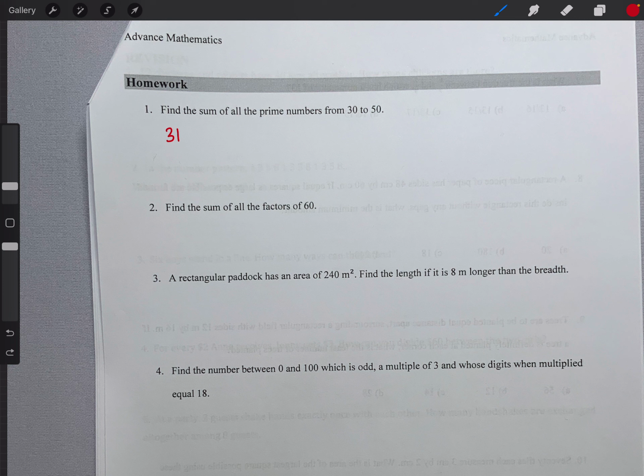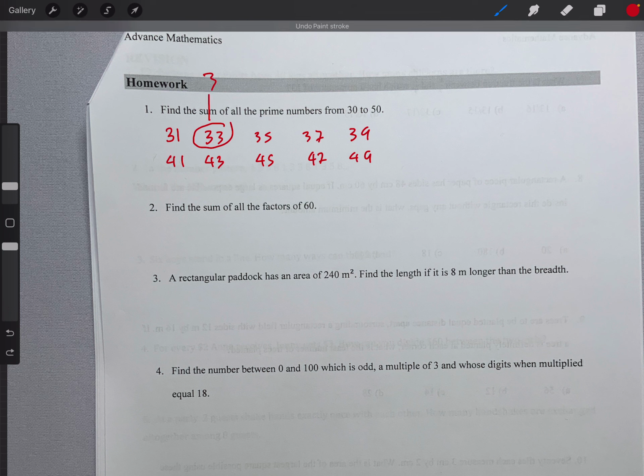So we will not look at even numbers, only odd numbers. So 31, 33, 35, 37, 39, 41, 43, 45, 47, 49, and I think that's it, between 30 and 50. So now 33 is not a prime number because you can divide it by 3 and 11. So then nope, that's gone.